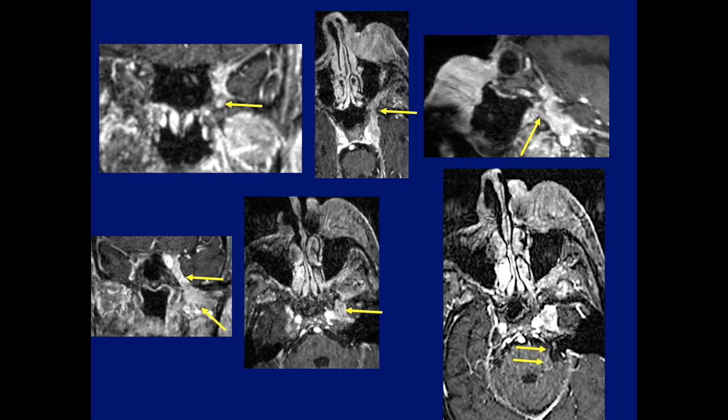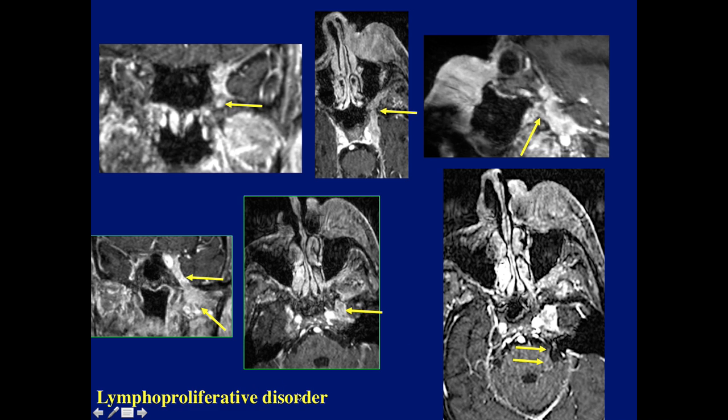And this patient was biopsied, and the biopsy showed a lymphoproliferative disorder. And last, to introduce today's talk, we see involvement of the mandibular nerve, both on the coronal and on the axial plane. All the things that I mentioned in my last talk on the maxillary nerve.